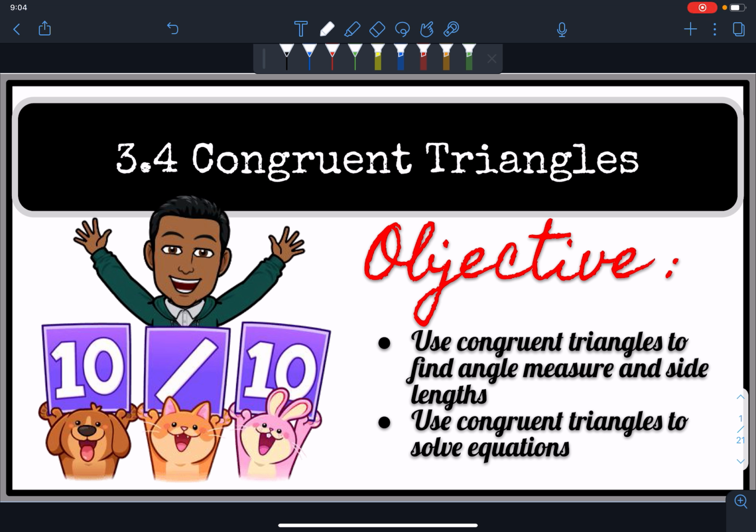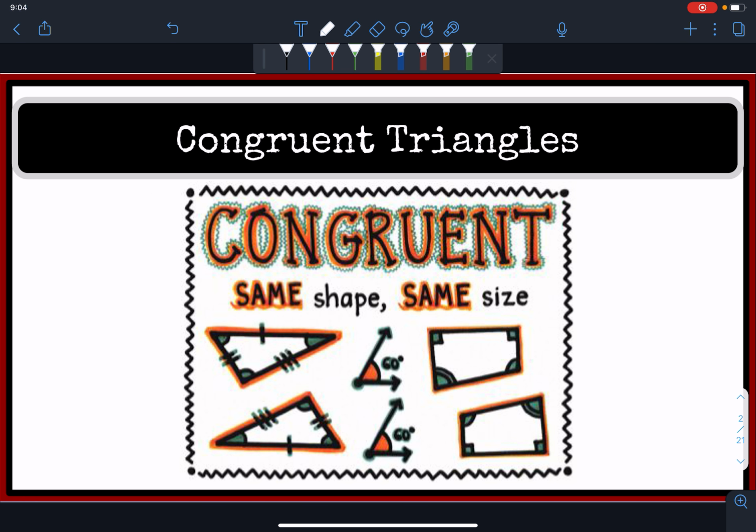Now let's begin with what congruent means. Congruency, not just with triangles, just means that we have two objects, two shapes that are the exact same size and the exact same shape. So two identical shapes that are the exact same size.